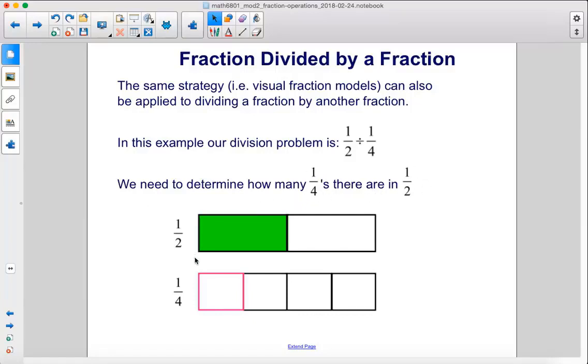So we have the whole, the 1, which is the big rectangle. We divide that into half, 2 halves. So this green portion is 1/2. And then you have to see how many quarter boxes, 1/4 boxes, fit inside this green area. And as you can see, 2 fit in there.